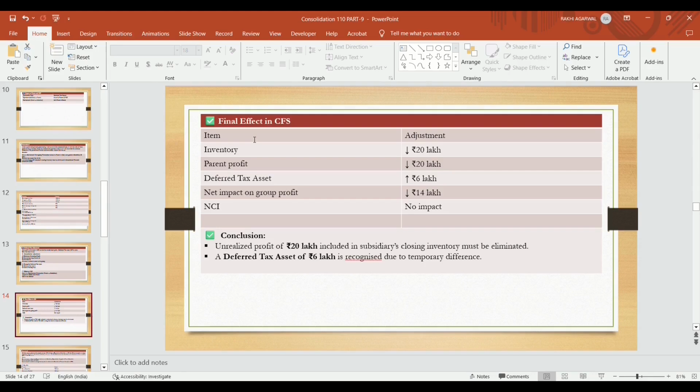Unrealized profit of 20 lakhs included in the subsidiary's closing inventory must be eliminated. Deferred tax asset of 6 lakhs is recognized due to temporary difference.